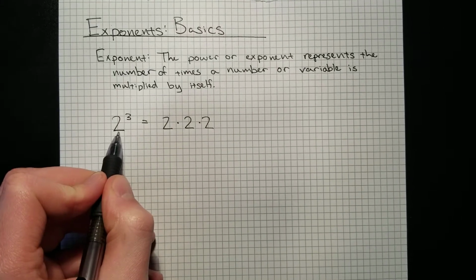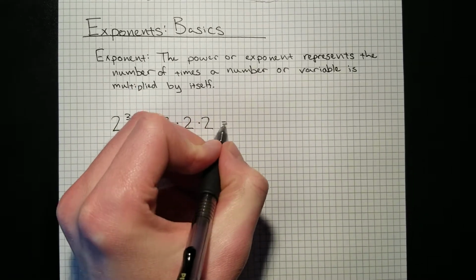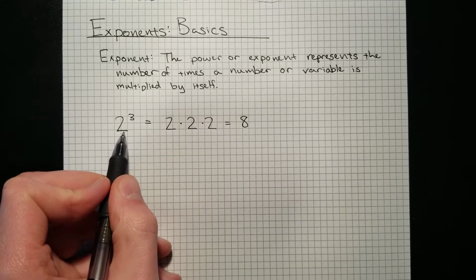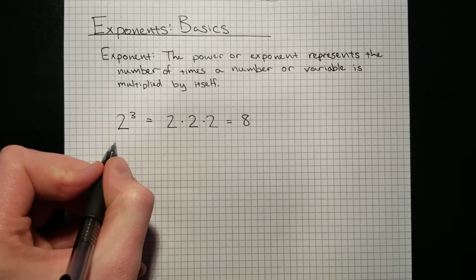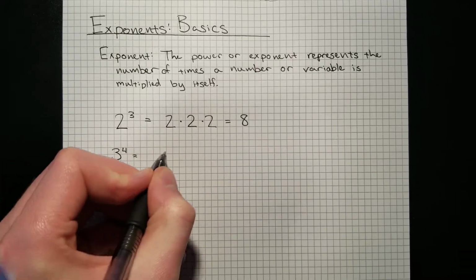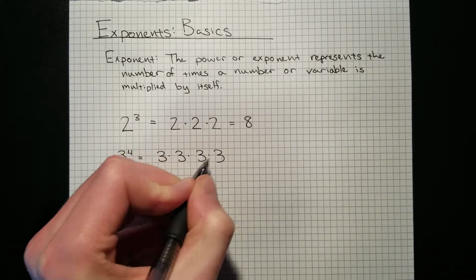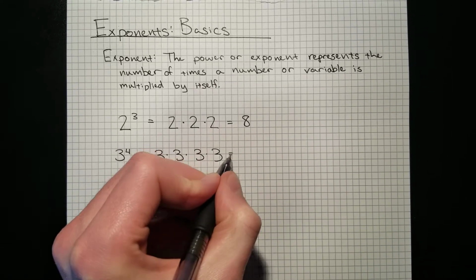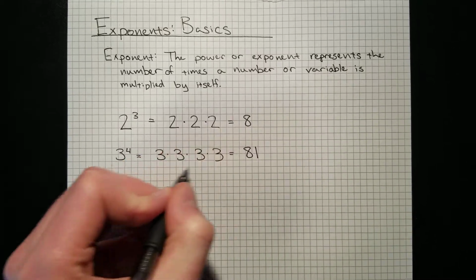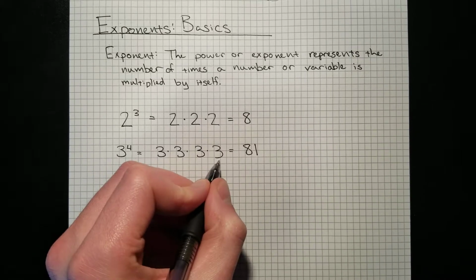But we've just said if this is 2 to the third, that's the same as 2 times 2 times 2. There are 3 2's. 2 times 2 is 4, times 2 is 8. So another way we can represent that, 2 to the third is just the number 8. Another example, how about we do 3 to the fourth? That would be 3 times 3 times 3 times 3, 1, 2, 3, 4. So 3 to the fourth is going to be 81. 3 times 3 is 9, times 3 is 27, times 3 is 81.